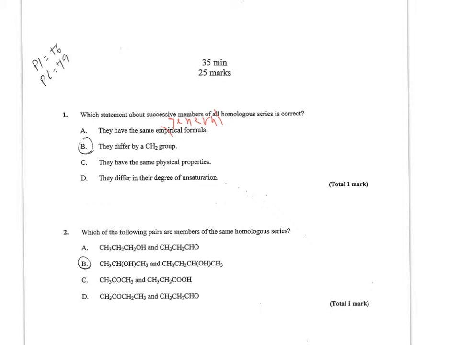They have the same physical properties. They actually have an increase or a gradation in their physical properties, like boiling point goes up as they get bigger, etc. And D, they differ in their degree of unsaturation. That's not true because they have the same general formula. It's just a CH2 group changing them. The saturation is going to be determined by the functional group, and that will remain the same for the whole family. Number 2 asked, which of the following pairs are members of the same homologous series?